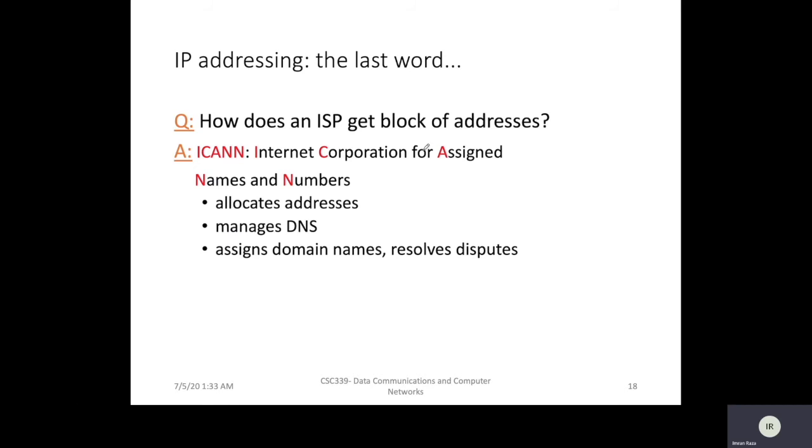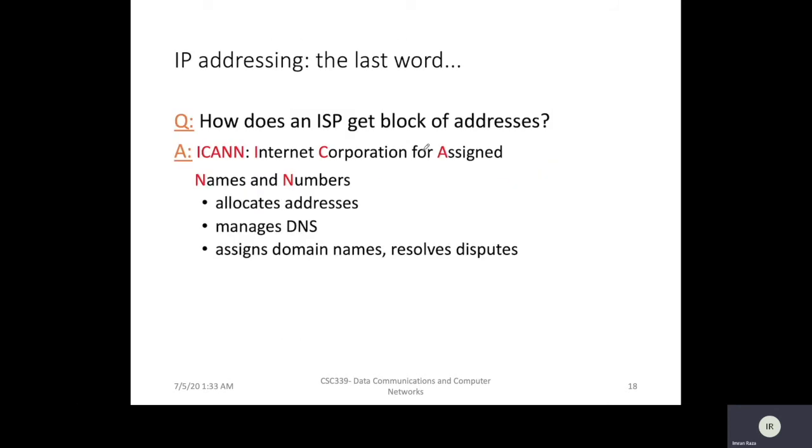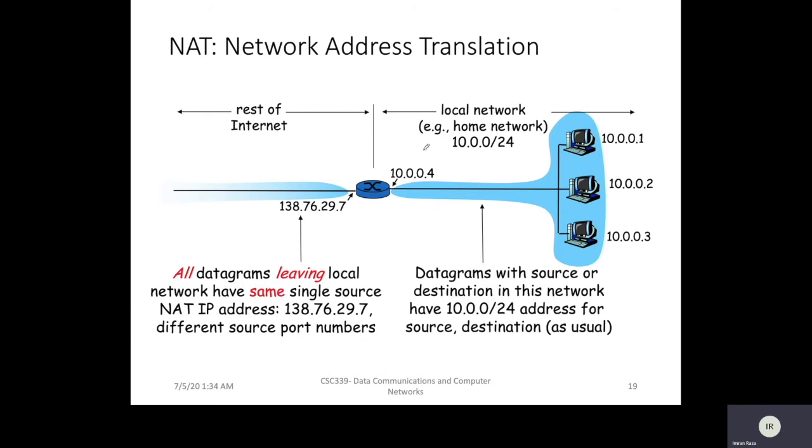This corporation is basically responsible for allocating addresses, managing DNS, which we have already covered, assigning domain names, and resolving disputes if there are any. We'll also be talking about IP addressing in the next class, where we'll be discussing subnetting in detail. So the next topic of discussion is network address translation.